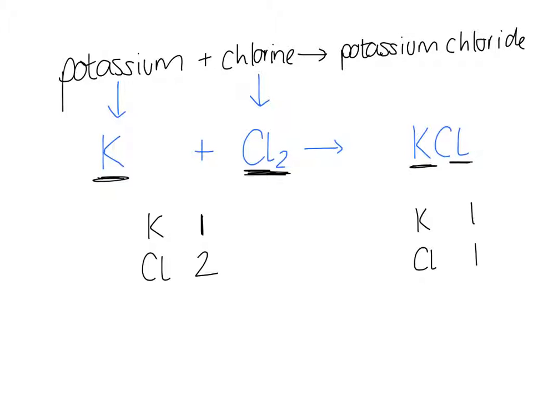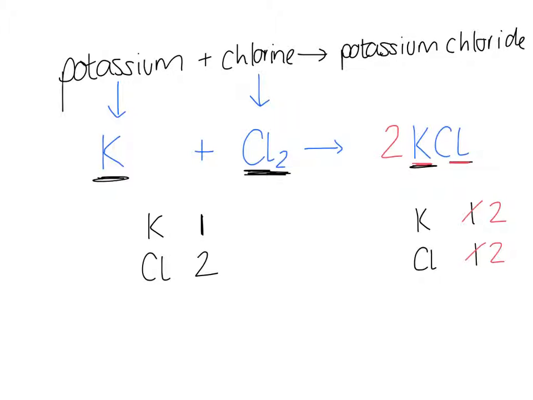And so how am I going to fix this? Well, I have 2 chlorines on the left and 1 on the right. The only way I can do this is by putting a 2 in front of my potassium chloride. That has the effect of multiplying both my potassium and my chlorine. So 2 times 1 potassium is now 2. 2 times 1 chlorine is now 2. Make sure you update your list so that we can keep on track.